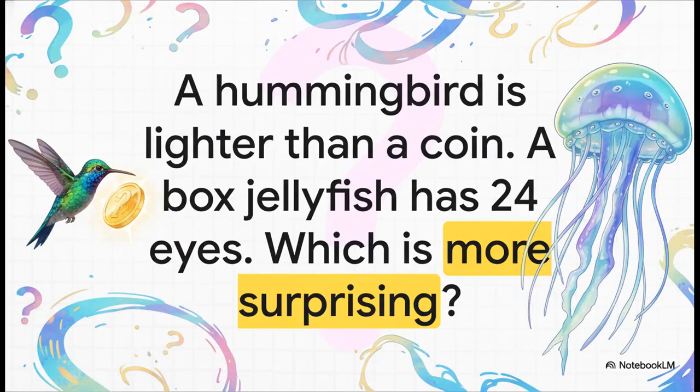And now, I've got a final challenge for you. Our sources tell us that a hummingbird is lighter than a coin, but a box jellyfish has 24 eyes. So I'll leave you with this. Which one of those facts is more surprising? That's for you to decide.